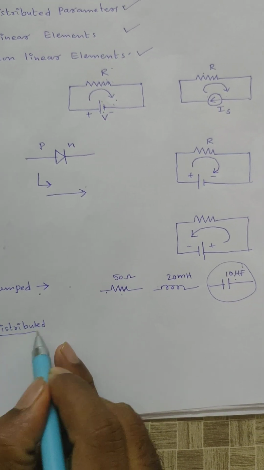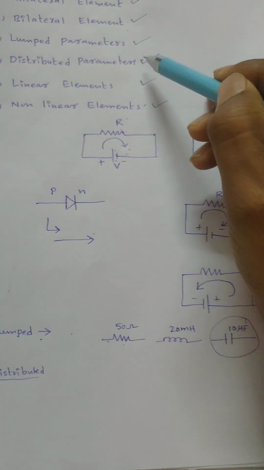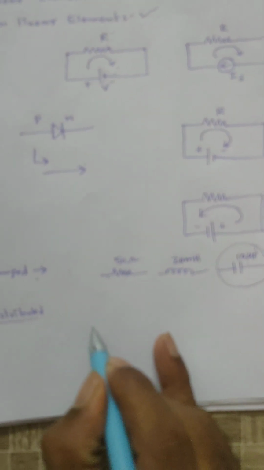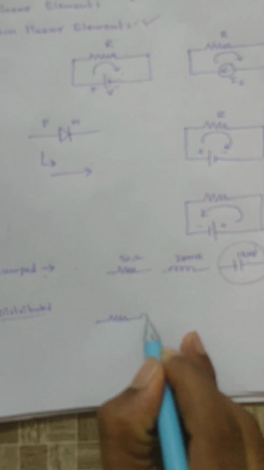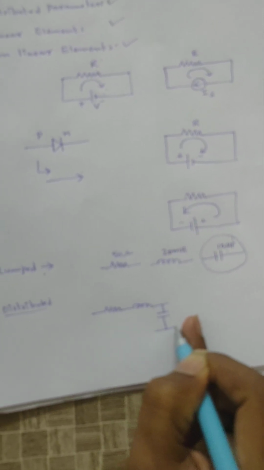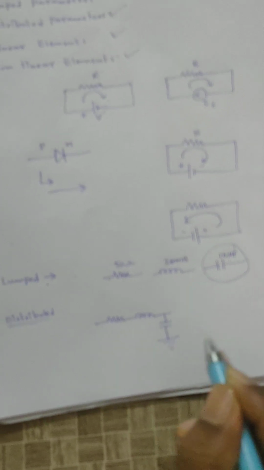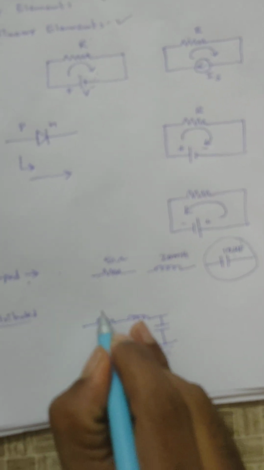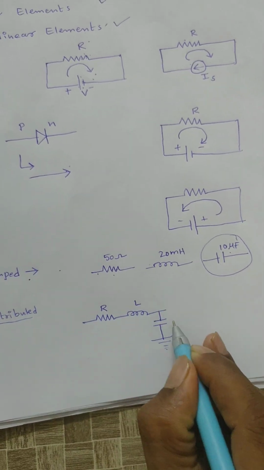Okay, here in case of distributed parameters, these are the parameters which are unable to be replaced. Those parameters are nothing but distributed parameters: the resistor, inductor and capacitor which are present in the transmission line. Already we know about the transmission line, right? Every practical transmission line has a resistor, an inductor and a shunt capacitance, right?